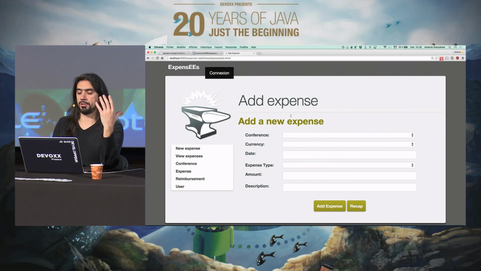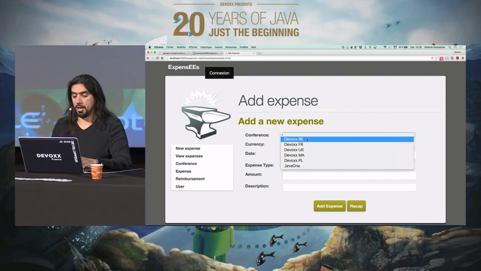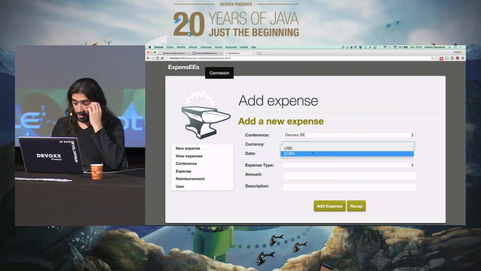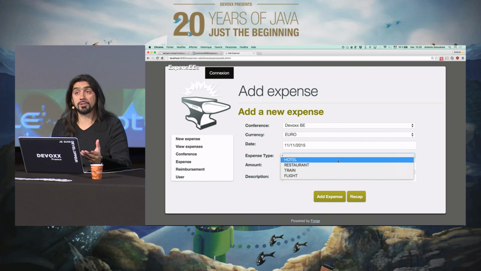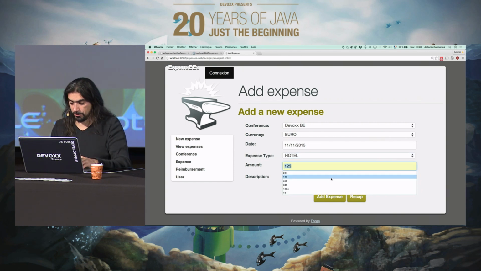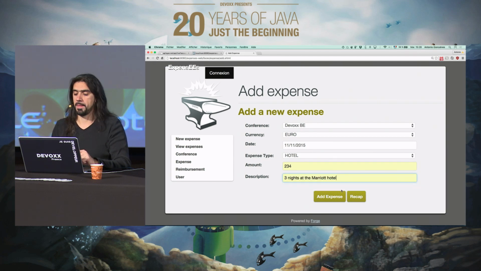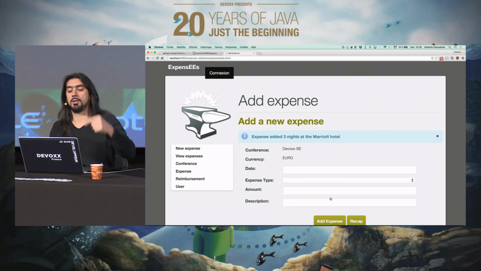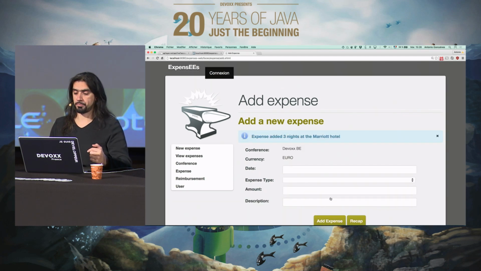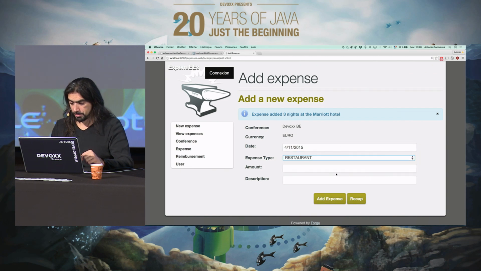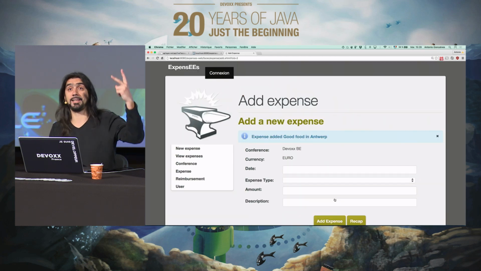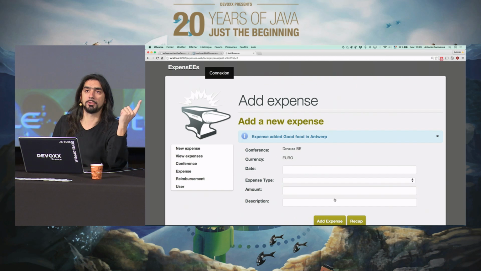I'm on the first page, add new expense. I choose the conference, Devoxx Belgium. It's in euros. I pick a date. I'm saying the hotel: I stayed in a hotel for 234 euros, 3 nights at the Marriott Hotel. I click on add expense. A conversation is created. I add a second expense: restaurant for 345, good food in Antwerp. That's a second expense, and the conversation has been created once.